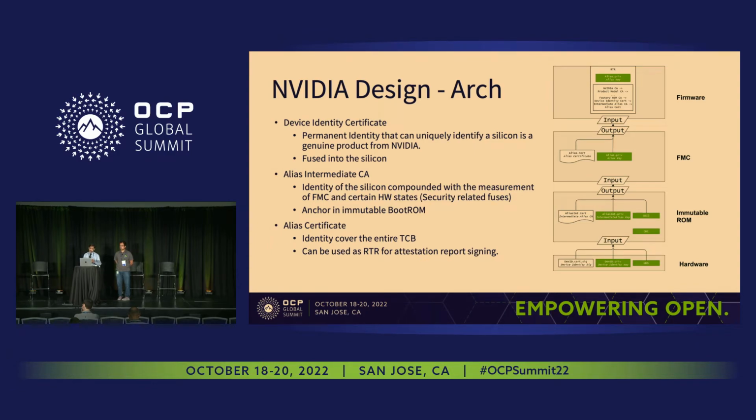The certificate terms that we use in this context are device identity certificate, which is associated with the hardware or the immutable ROM. FMC corresponds to the alias intermediate certificate authority. Note that since there are 2 layers of firmware, FMC needs to wield the CA power, or certificate authority power. However, if it was a single layer, it would not have been required. And then the FMC issues the so-called alias certificate for the firmware.